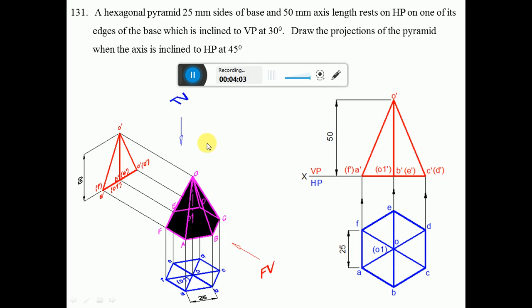Here you are going to have O and O1. When you look from the top view, O is near to the observer, so it becomes visible, and O1 is away from the observer, just below that, so you mark it as invisible.